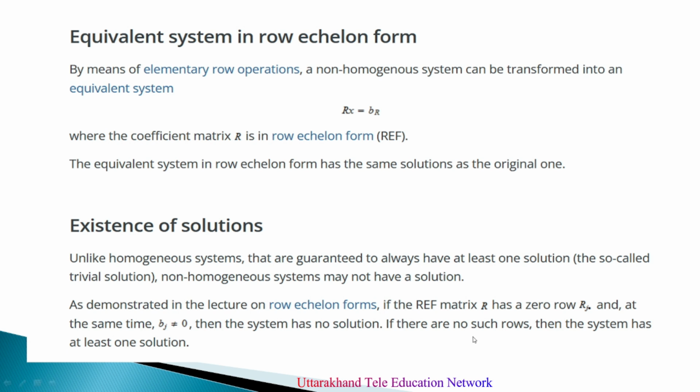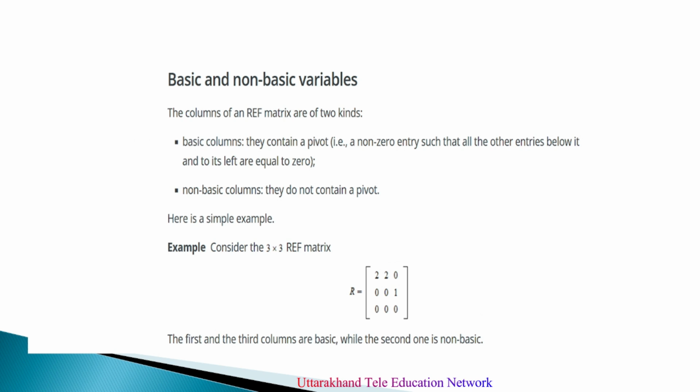The best way to check is that if any row is 0 and the corresponding b_j's are not equal to 0, then the system has no solution, meaning 0 is compared to non-zero. If there are no such rows, then the system has at least one solution. We keep in mind that we have at least one solution. If we have a solution, we can proceed further.